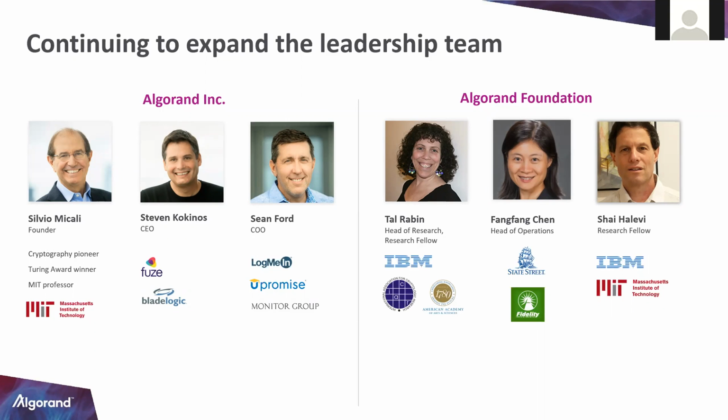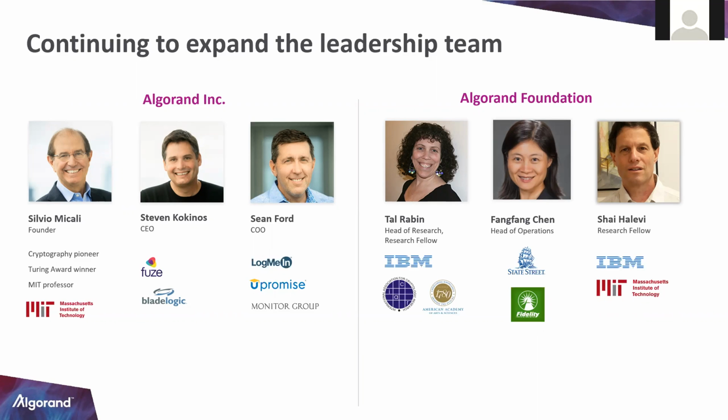If people work in cryptography, then you surely know that Silvio has laid down many of the primitives in the modern crypto world, such as encryption, signatures, zero knowledge proofs, and many other things. And also we have a very successful business team. And then there is the Algorand Foundation, which is based in New York. We have Tal Rabin as head of research.